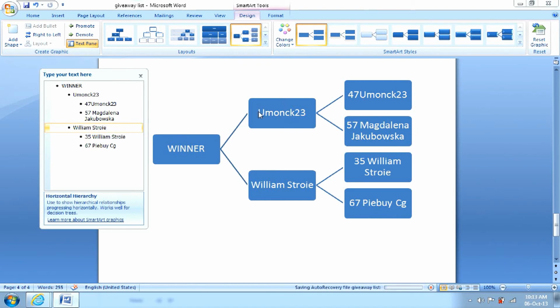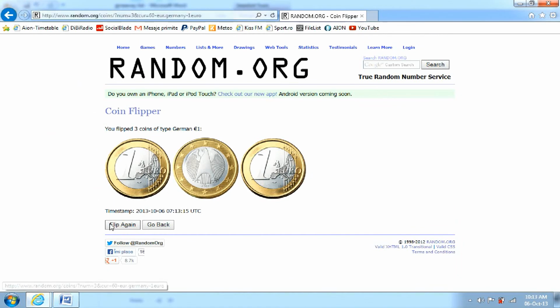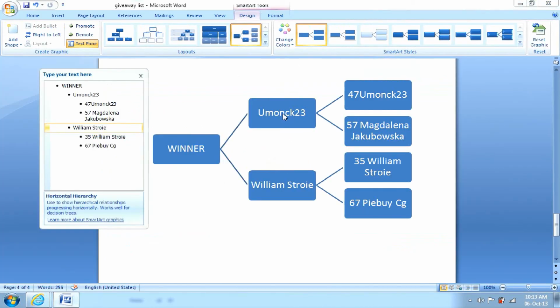Now we have these two, Umong versus William Stroye. I take it like this. The first one is tail, meaning the number, and the second one is head, meaning the bird. And tail again. Umong is the winner of the Templar account. Umong 23 is the winner.